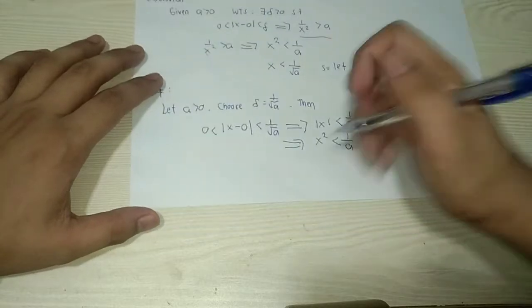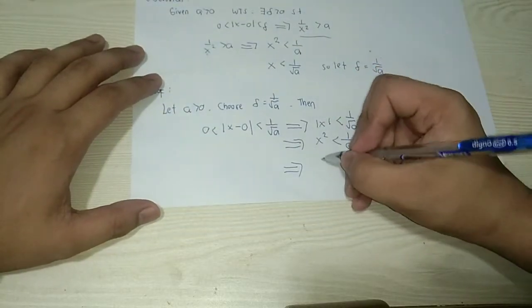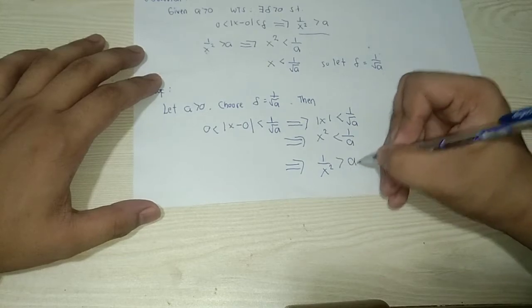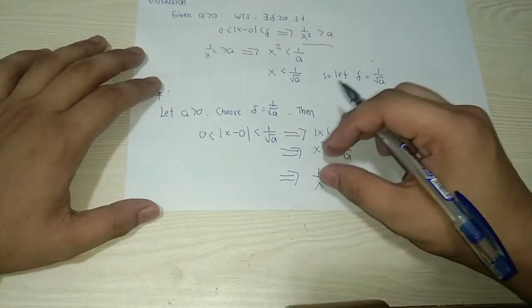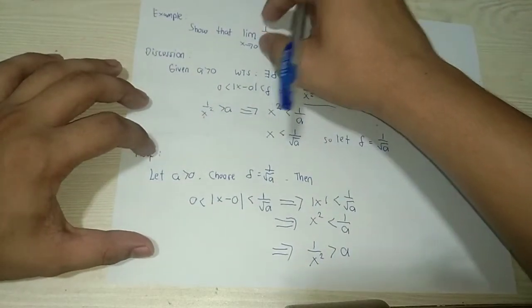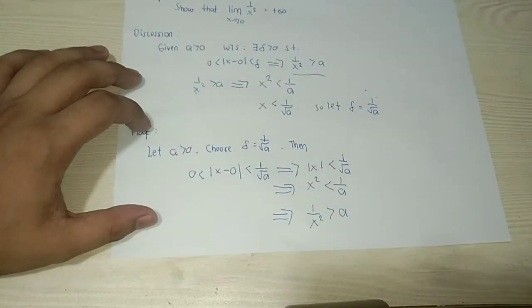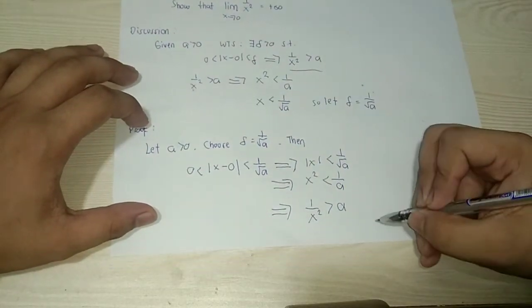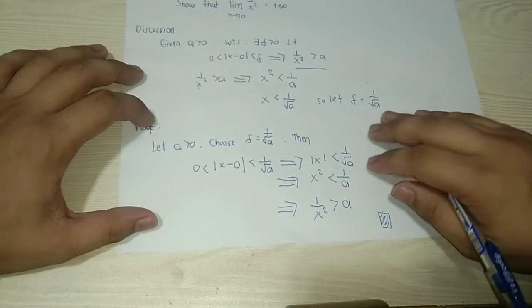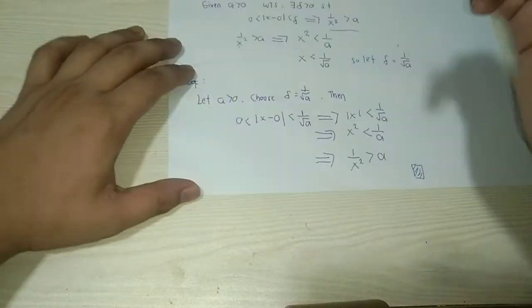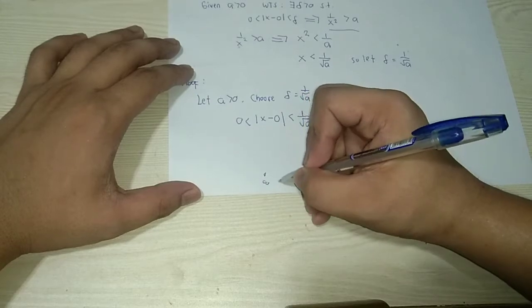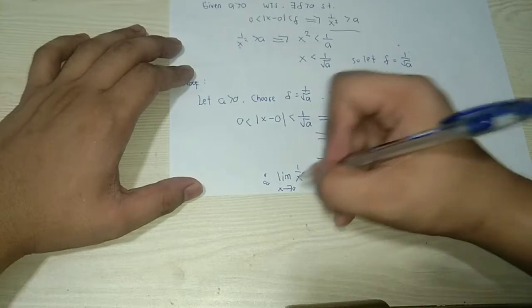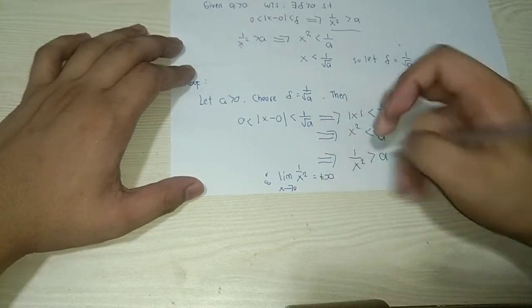Tapos, reciprocal natin. So, 1 over x squared, mababaliktad to, magiging greater than, tas ito, reciprocal A. So, as you can see, napalabas na natin, 1 over x squared, ito, greater than A for the chosen delta. So, nasatisfy natin yung definition, so this is done. Therefore, okay, nakalimutan ko conclusion muna. Therefore, limit of 1 over x squared as x approaches 0 is positive infinity, and this is done.